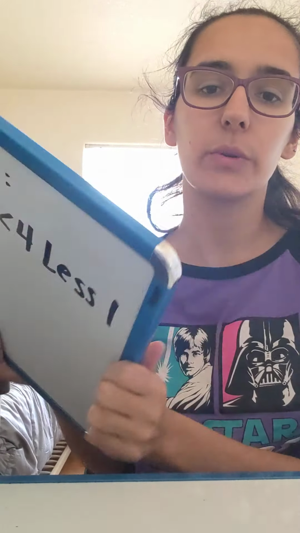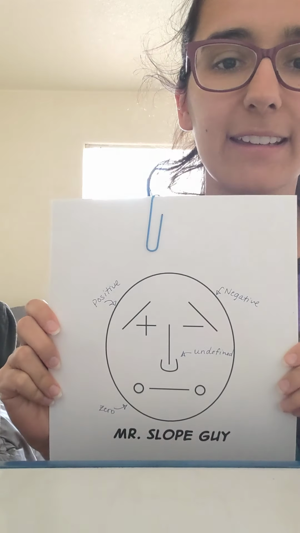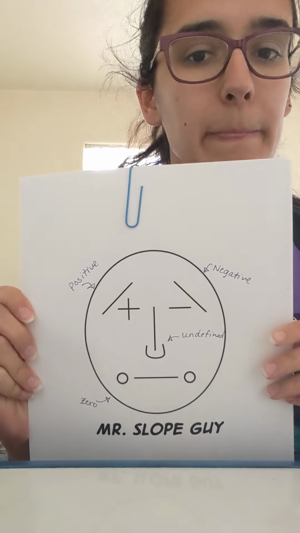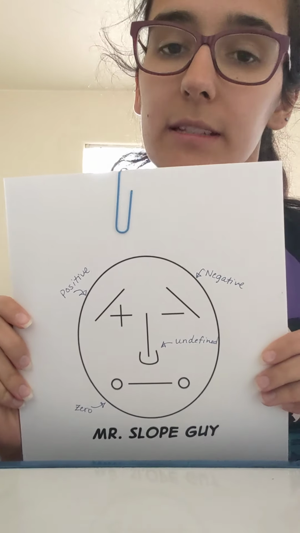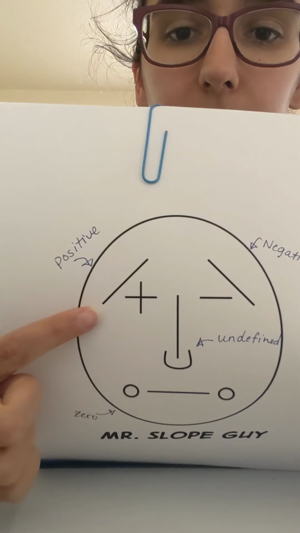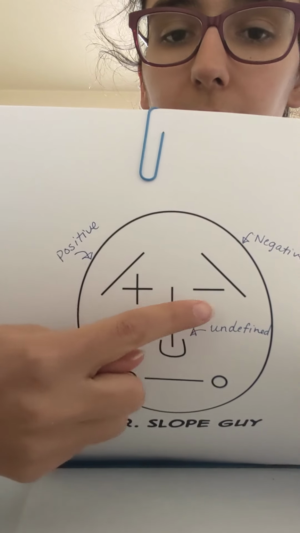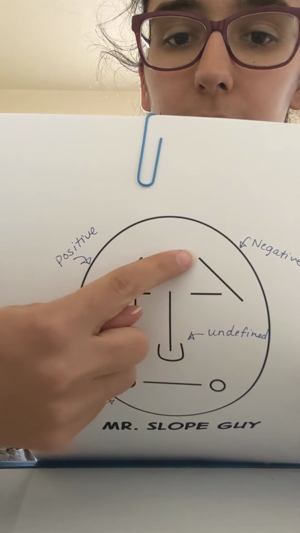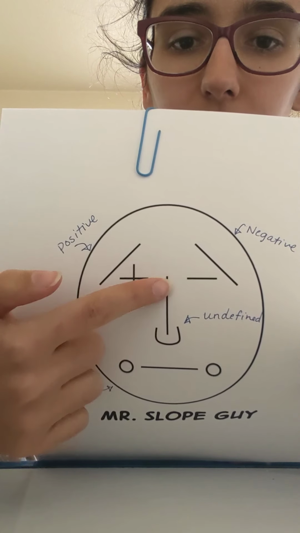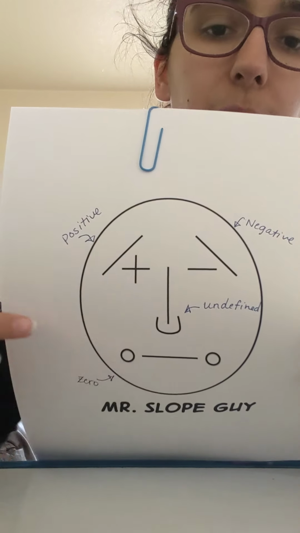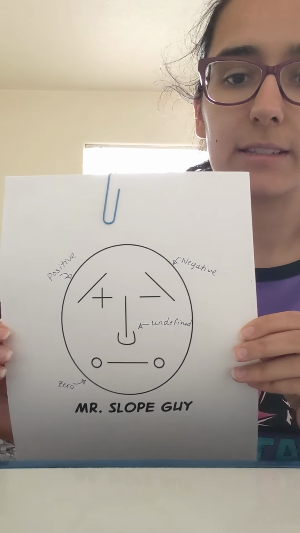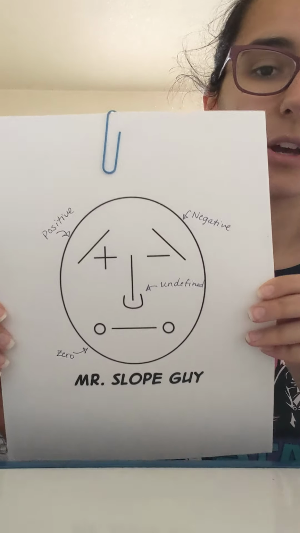Okay, today we're going to review a topic that we've done in previous quarters already. So you might remember Mr. Slope Guy. This will help you in figuring out if the slope is positive or negative. This one says it's positive. You can tell because his eye tells you which way it's going. And this one is negative. Then there's also undefined if it's straight up and down, or a zero slope if it's just a flat line that's straight side to side. So this will help you.